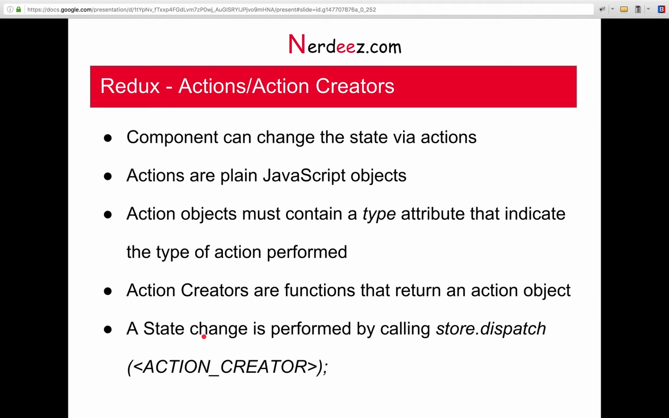So how can a simple function change the state of our app? Simply by calling store.dispatch with the action creator. We said the store contains the state of our app. So calling store.dispatch with an action creator as a parameter will get the action to the reducer, and this will change the state of our app.